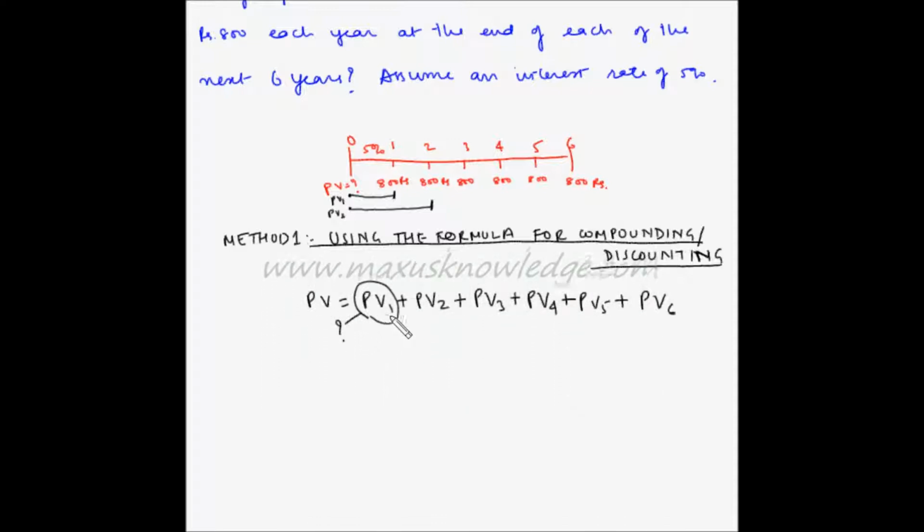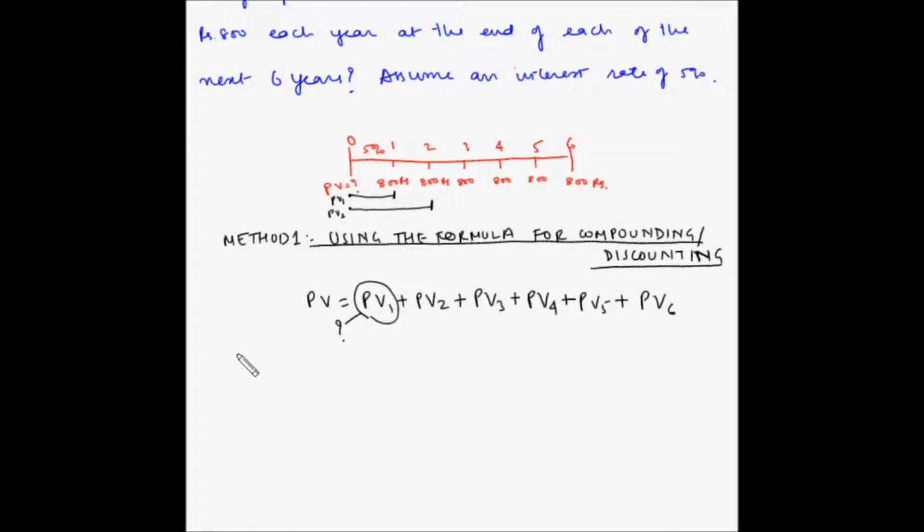We can easily use the same formula for finding out the values of PV1, PV2 and so on up to PV6. Now if we take the case of each of these PV1, PV2, PV3 and so on, you will find that it is a case of finding the present value of a single cash flow, or in other terms, it is basically compound interest.